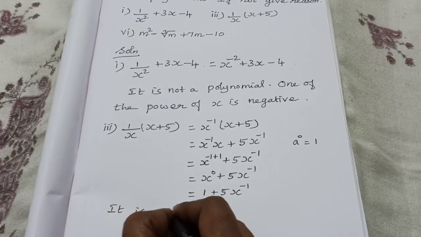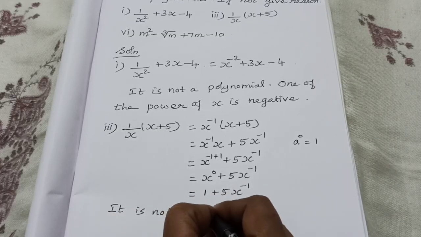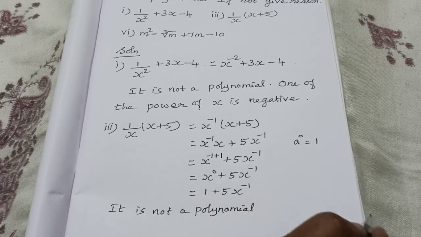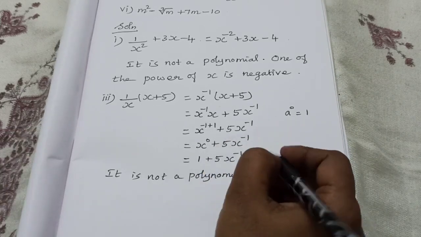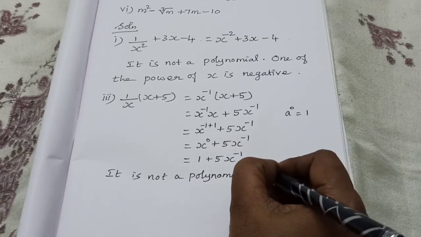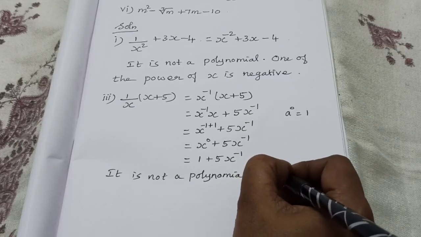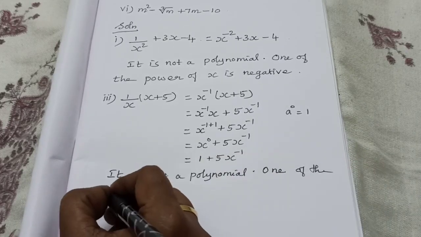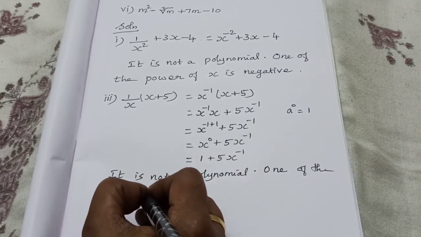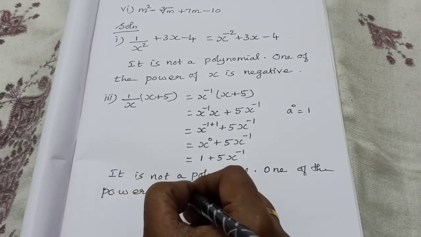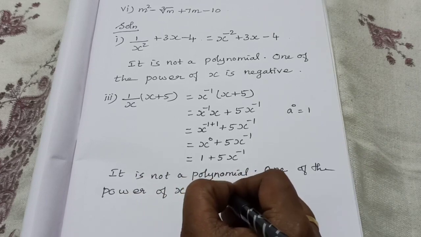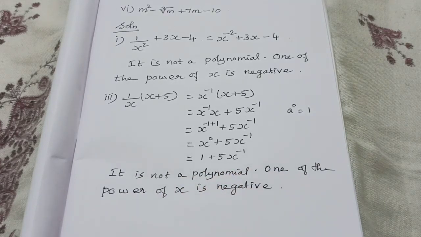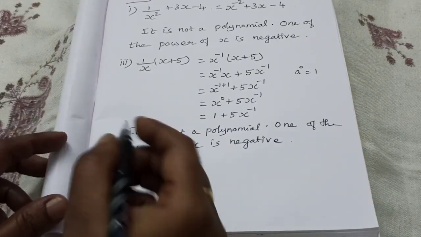Have you understood? It is not a polynomial. What's the reason? One of the powers of x is negative. Okay, next one.